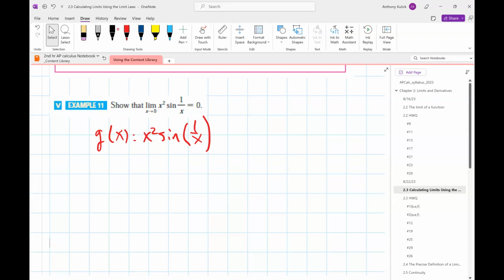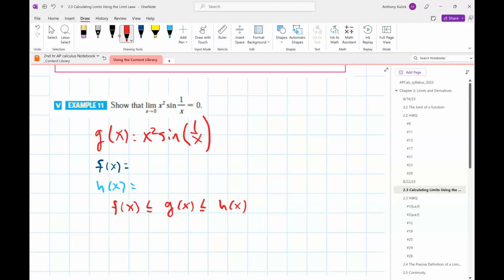So what we're going to do is cook up a function f of x and another function h of x, where I can say that f of x is less than or equal to g of x is less than or equal to h of x, with the further condition that the limits of f of x and h of x are going to be easy to take as x approaches 0. We need to come up with our own f of x and our own h of x.